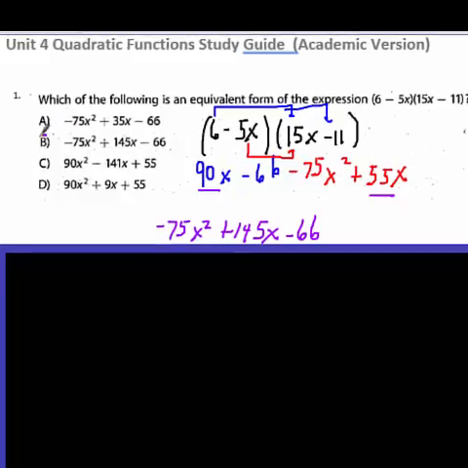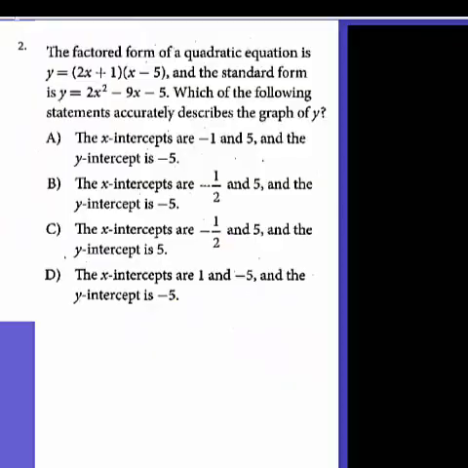Alright, so let's look here at problem 2. Well, problem 2, there's a couple things that we notice here. I notice that I have something factored and I have an original equation. It says, which of the following actually describes a graph of y? Well, we know whenever you have your factors, so whenever you have the factors of 2x plus 1 and x minus 5, I can go ahead and write those out.